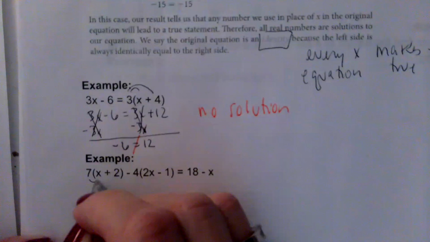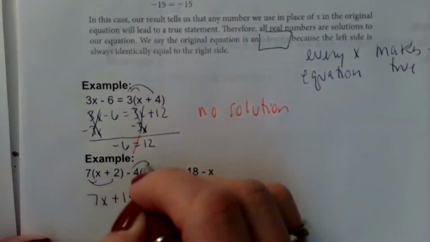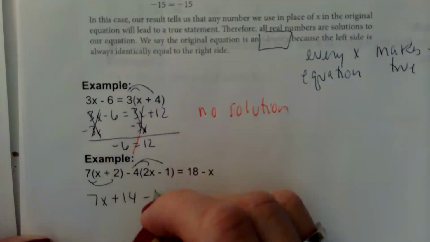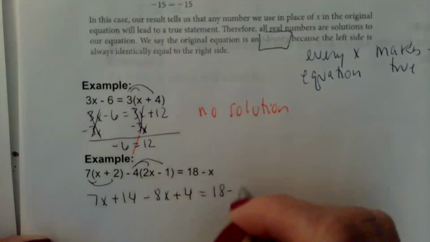Now on the next one, we're going to distribute. So we get 7x plus 14, and then I have to distribute here. So I have a minus 8x plus 4 equals 18 minus x.